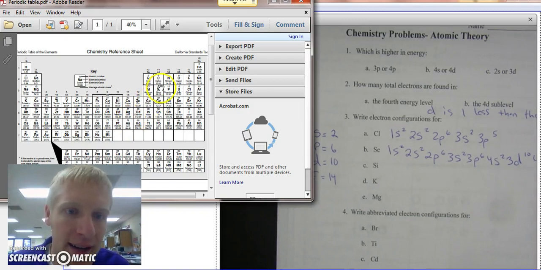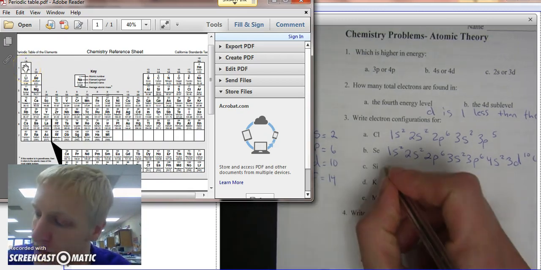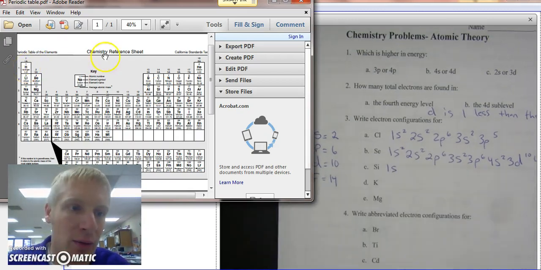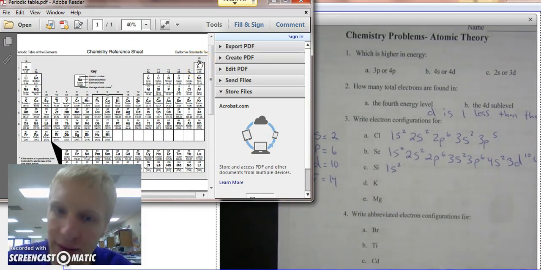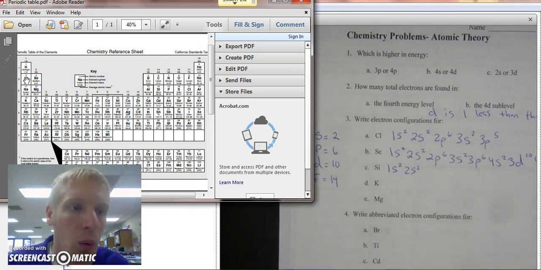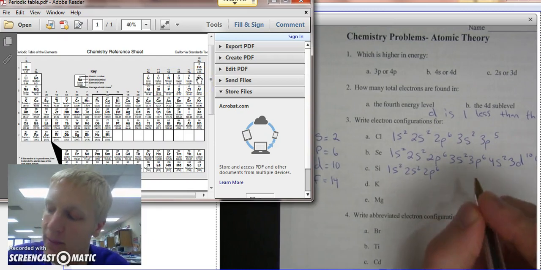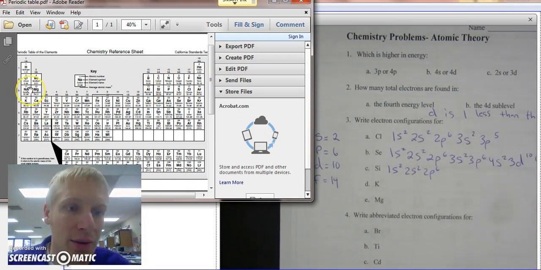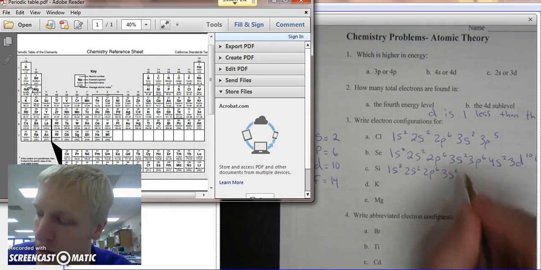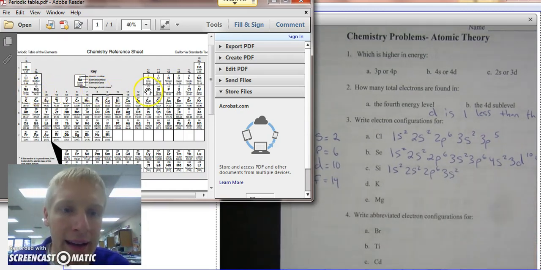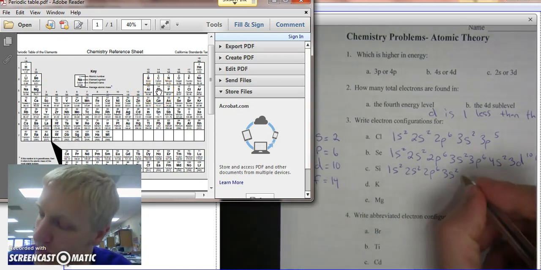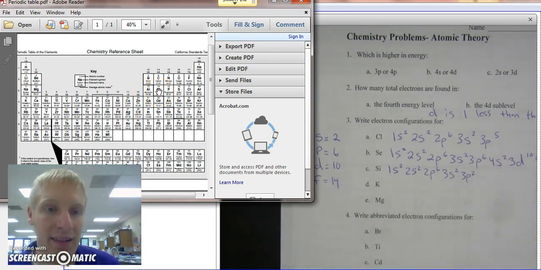Silicon is right here, but if we're doing the Aufbau principle, we got to start at the beginning, which is hydrogen. It's in the first row. It's in the S section. We have 1s, 1, 2, and it's filled up. We keep on going. Second row, S section. That's 2s, 1, 2. And now we're in the P section, still in the second row. So it's 2p, 1, 2, 3, 4, 5, 6, and it's filled up. Keep on going because we haven't hit silicon. Third row, S section, 3s, 1, 2. And now we're in the 3p section, 3p, 1, 2. And that is silicon.